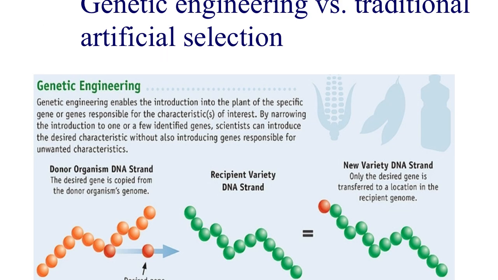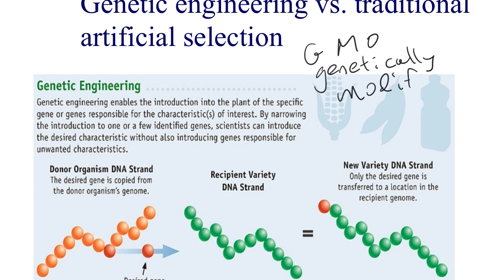There's now a new method that speeds up artificial selection to make more nutritious crops. And that's to use genetic engineering to make what we call GMO, or genetically modified organisms, which are transgenic organisms.